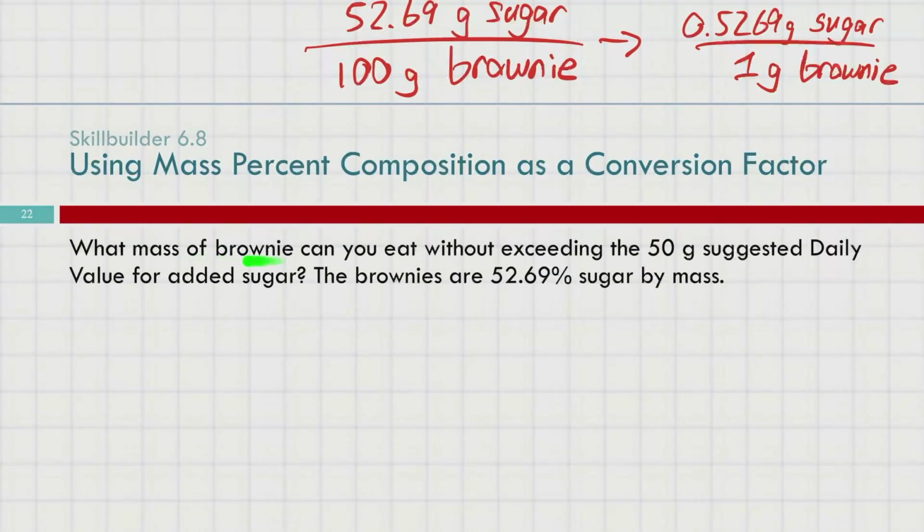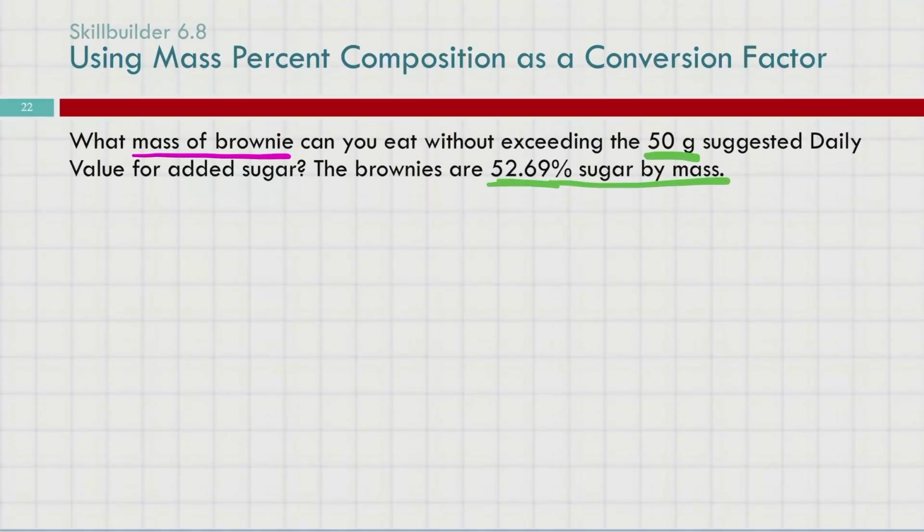What mass of brownie can you eat without exceeding the 50 grams suggested daily value for added sugar? Our brownies, again, are 52.69% sugar by mass. So that 52.69% sugar by mass is important. This 50 grams is important. Those are both givens. And we want the mass of brownie. How much brownie can we eat and stay below that 50 grams of added sugar? This is, of course, assuming that we eat no other added sugar in the day, which is unlikely.